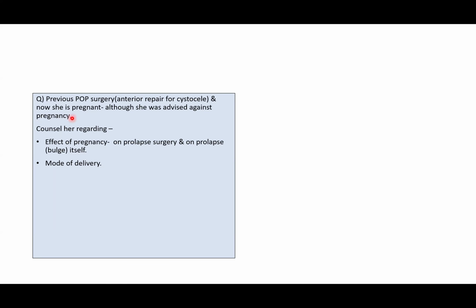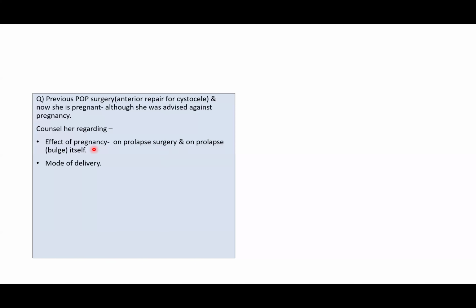What do you think will be the effect of pregnancy on the prolapse surgery or on the bulge itself? What will happen to the bulge, the prolapse, during the pregnancy? It will increase in size, right? And what about the mode of delivery? Okay, so the effect of pregnancy on prolapse surgeries is still not known.